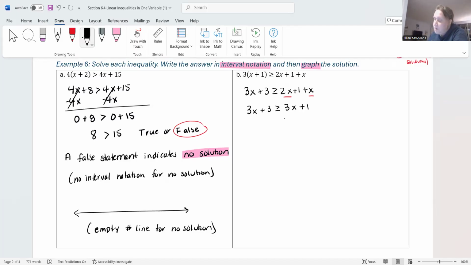Okay. So that means we want to subtract 3x from both sides of the inequality. 3x minus 3x is 0. I'm going to write it down again this time. So 0 plus 3. And then on the right-hand side, 3x minus 3x again is 0. So I get 0 plus 1. Well, when I simplify, I get 3 is greater than or equal to 1.